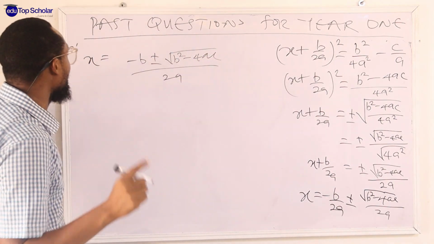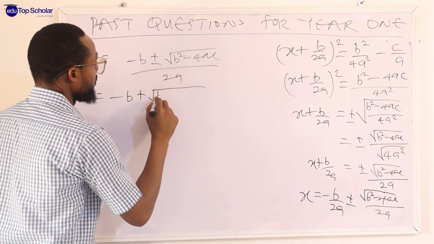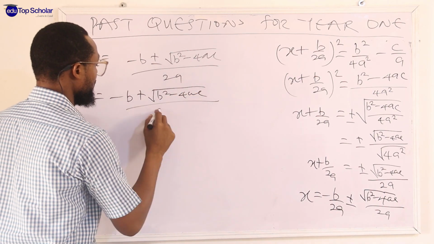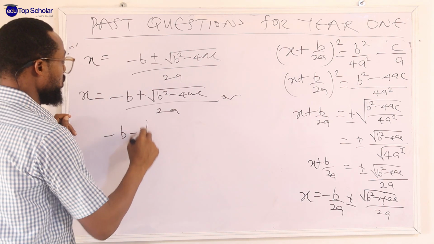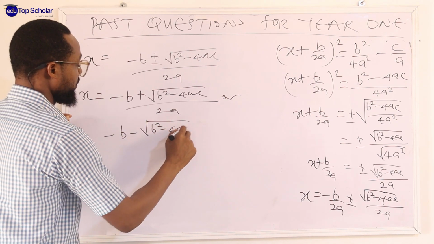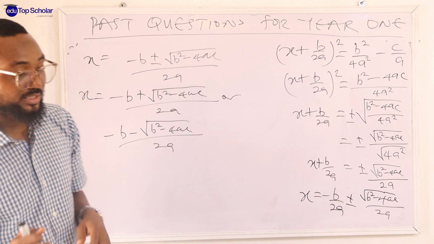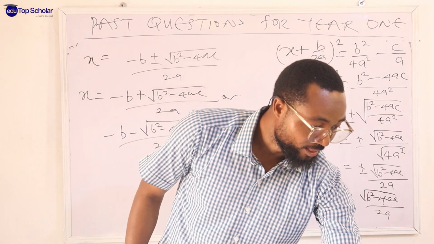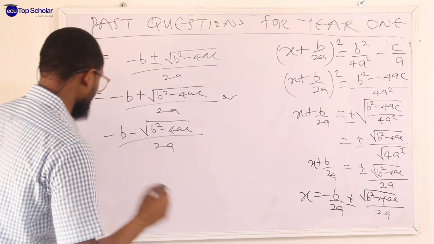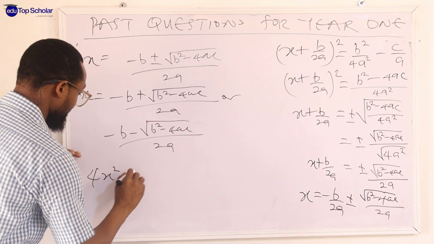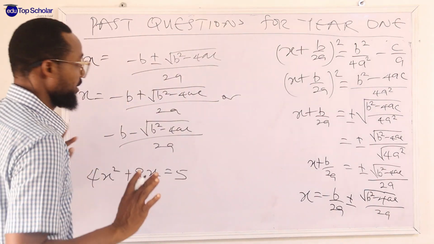But the question specifies that we should show that x is minus b plus root b squared minus 4ac over 2a, or minus b minus root b squared minus 4ac over 2a. We have answered the first part of that question. And the second part is that we should, hence find the roots of 4x squared plus 8x equals to 5. So from here, we are covered.